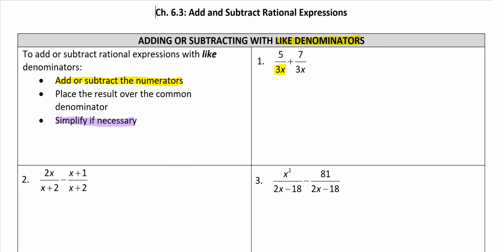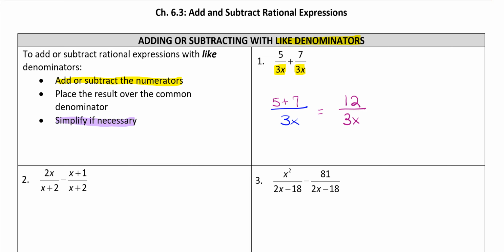Notice that the denominators are 3x and 3x. Because these are the same exact denominator, we are going to keep 3x in the bottom. Then we are going to take these top numbers, 5 plus 7, and add them together. So when we simplify this down, we're going to get 12 over 3x. Notice I did not add 3x and 3x. I only add the numerators.